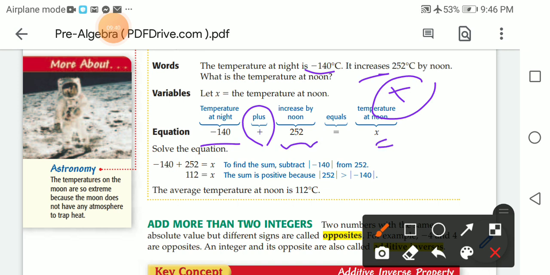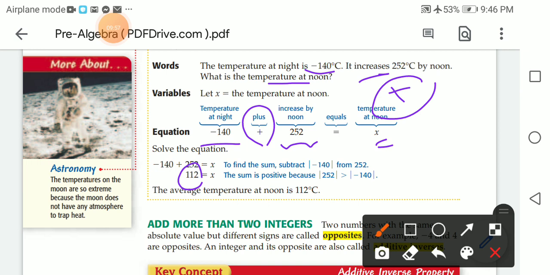This is the temperature that he needs me to find. So I have here negative 140 plus 252. So what should I do, dear students? Just subtraction: 252 minus 140 gives you 112.